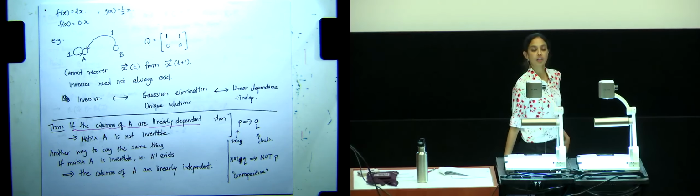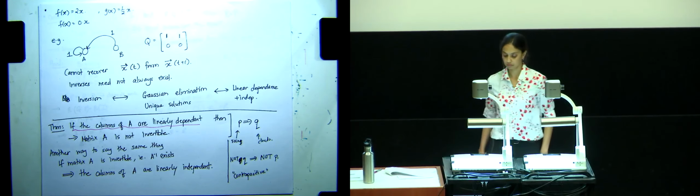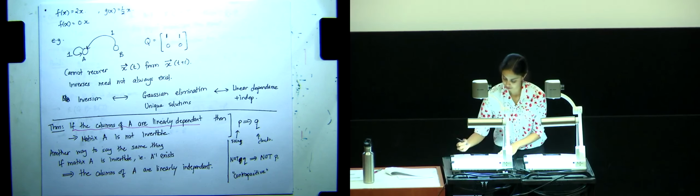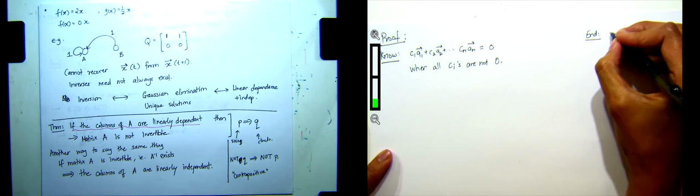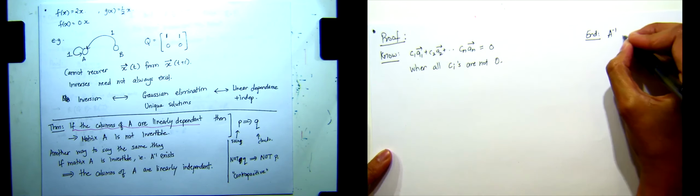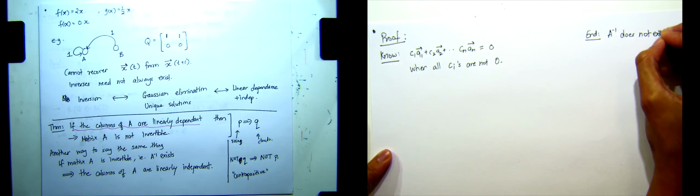I know that the columns are linearly dependent. Where do I want to end up? I want to end up by saying that A inverse does not exist. Right?